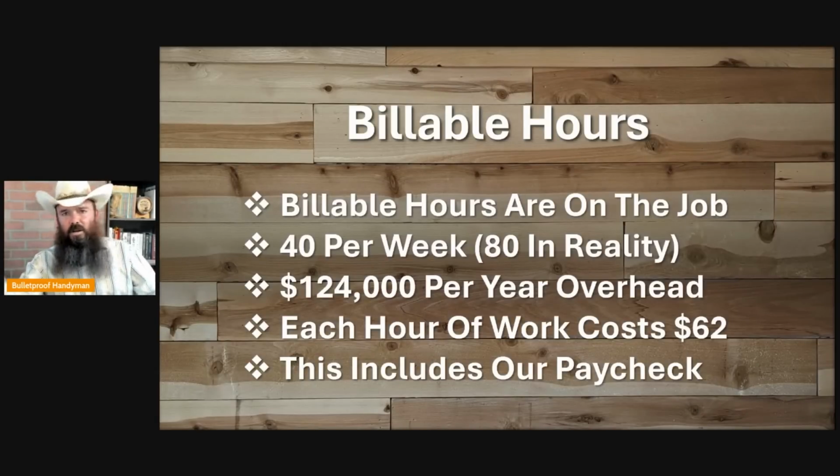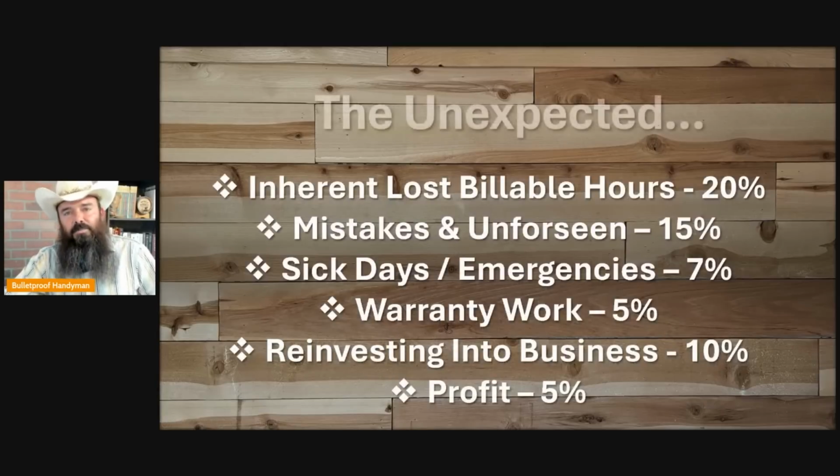And you can take these numbers up and down. But either way, this does include your paycheck plus all of those overhead expenses, because your paycheck is an overhead expense that the business needs to pay because it needs to pay you. You're now at $62 an hour just for 40 billable hours per week, plus paying your paycheck. And next slide is the unexpected.